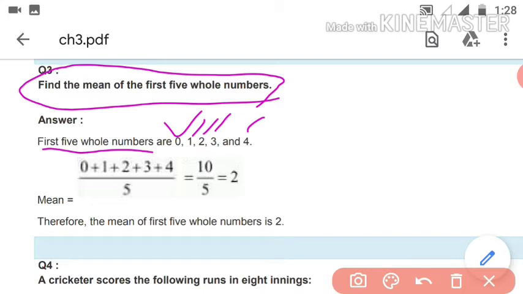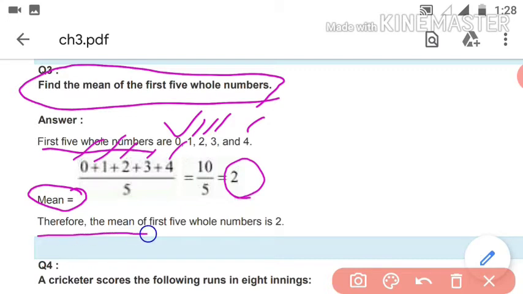Now what do we have to do? We have to find the mean, isn't it? So what is the formula for mean? Sum of all the observations divided by the number of observations. So the sum of all the observations will be 0 plus 1 plus 2 plus 3 plus 4, divided by 5. If you add all this, the value is how much? 10. Now 10 divided by 5 is how much? 2. So the mean value is 2. Therefore, the mean of the first 5 whole numbers is 2.